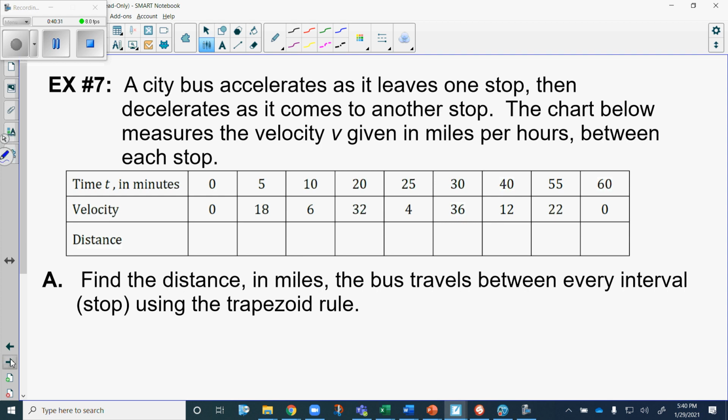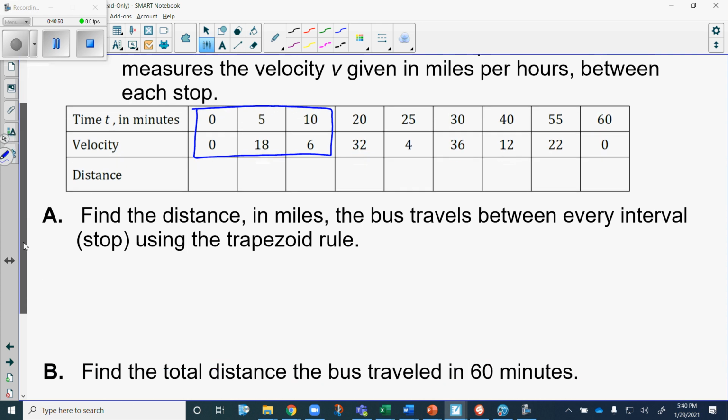So part A is asking you to find the distance in miles the bus travels between every stop using the trapezoid rule. So essentially, let's just look at these first ones here just to show you why we're looking at the trapezoid rule.